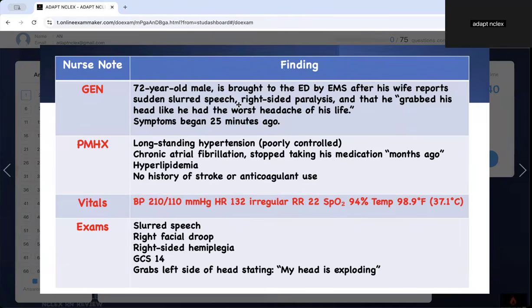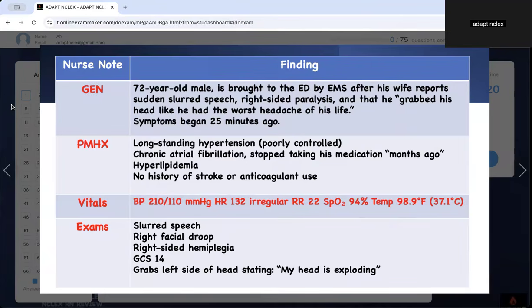A 72-year-old male is brought to the emergency room by the emergency medicine team, right? After his wife reports what? Sudden slurred speech, right-sided paralysis, and he grabbed his head like he had the worst headache of his life. Those sentences should give you some idea what you're dealing with.